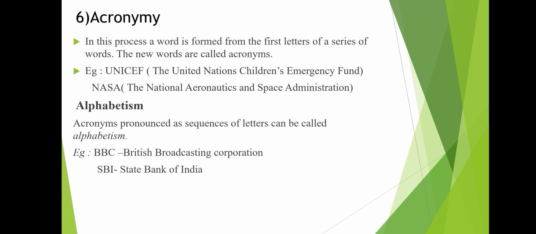Then the sixth one, acronymy. What is acronymy? In this process, a word is formed from the first letters of a series of words. The new words are called acronyms. So, a word formed from the first letters of a series of words is called an acronym or acronymy. For example, UNICEF. UNICEF is the full form of the United Nations Children's Emergency Fund. The word UNICEF is formed from the first letters of this phrase, the United Nations Children's Emergency Fund.